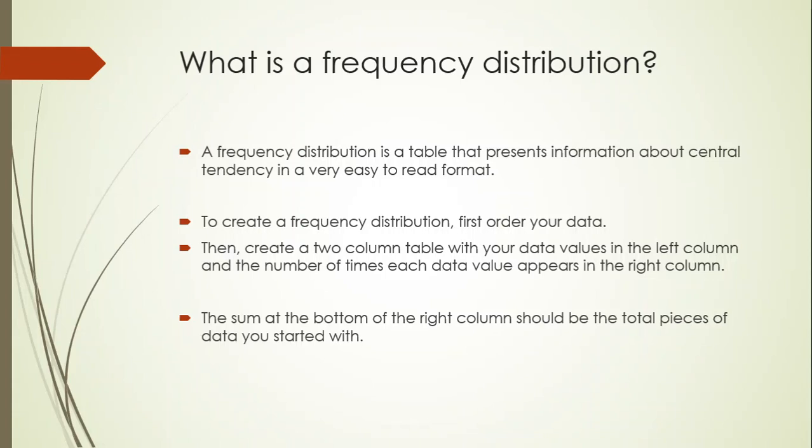And then the sum at the bottom of the right column should be the total pieces of data you started with. That's how you can double check yourself. If you've got 30 prices, like we're going to have in the sample problem, then all the numbers in your right column should add up to 30.